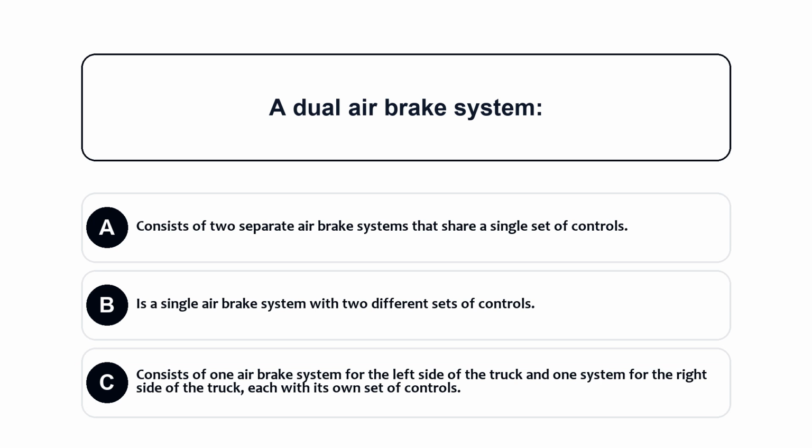Question 24. A dual air brake system. Option A, consists of two separate air brake systems that share a single set of controls. Option B, is a single air brake system with two different sets of controls. Option C, consists of one air brake system for the left side of the truck and one system for the right side of the truck, each with its own set of controls.